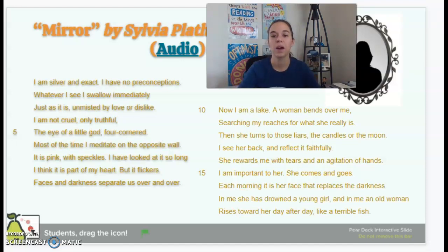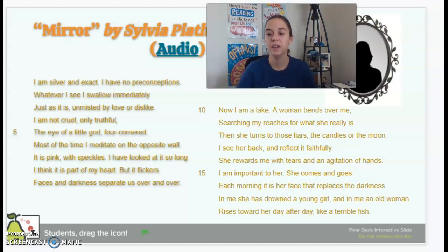I am silver and exact. I have no preconceptions. Whatever I see, I swallow immediately, just as it is, unmisted by love or dislike. I am not cruel, only truthful, the eye of a little god, four-cornered. Most of the time, I meditate on the opposite wall. It is pink with speckles. I have looked at it so long. I think it is part of my heart, but it flickers. Faces and darkness separate us over and over.